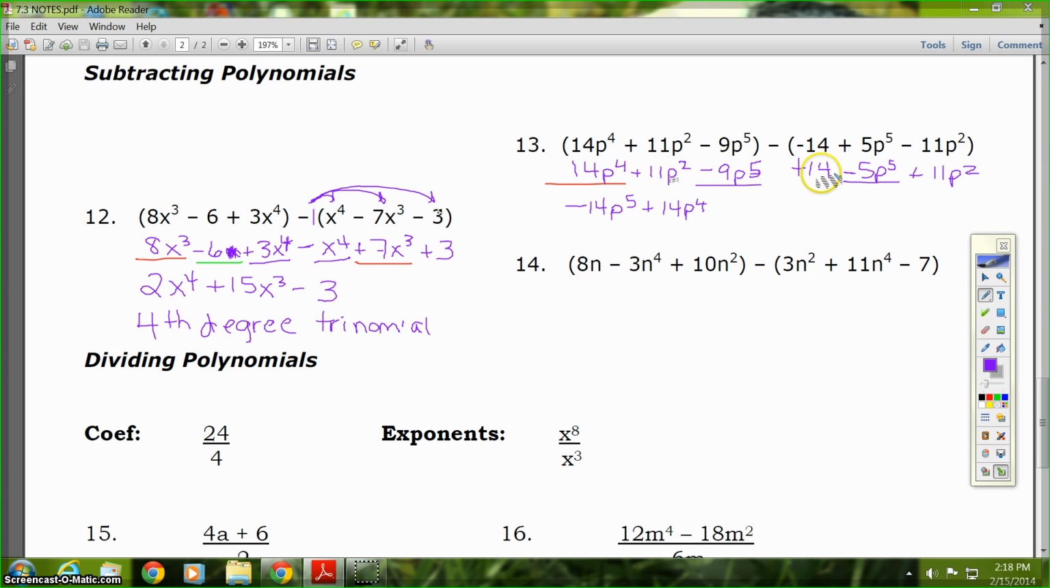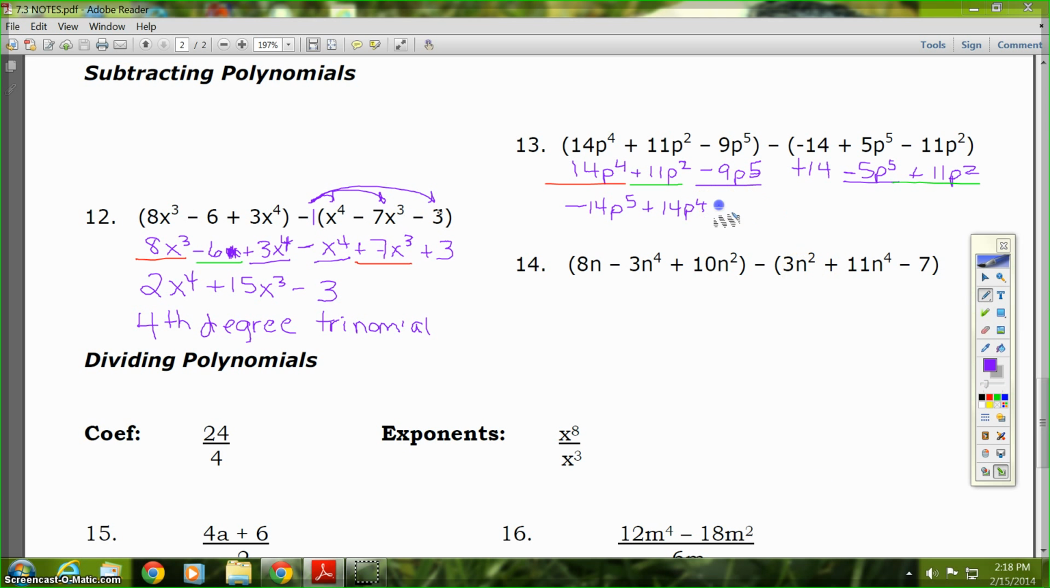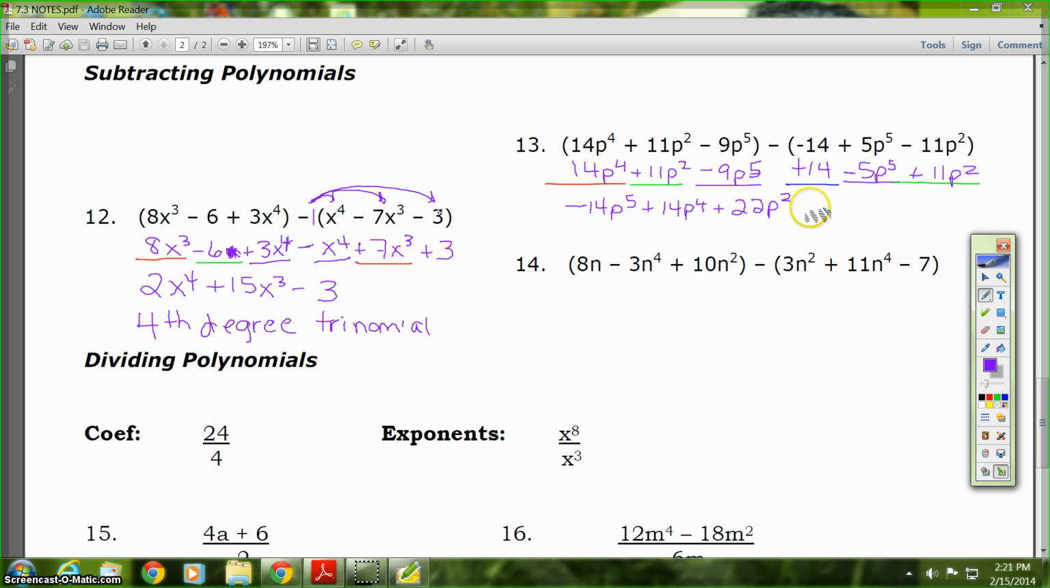I don't have any to the 3rd power that's left, but I do have 11p squared and another 11p squared, so that will give me 22p squared. And then I have my constant plus 14. Now if I identify my degree, it's going to be the highest exponent, which is going to be 5, so this is a 5th degree. And I have more than 3 terms, so it's going to be a 5th degree polynomial.